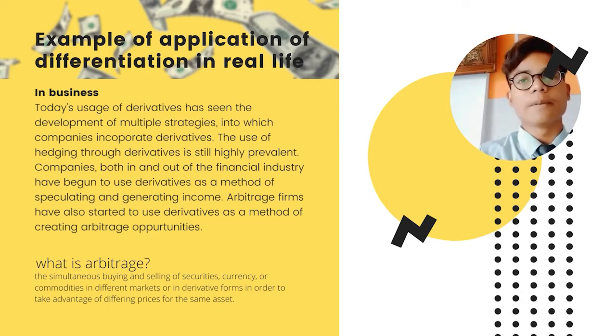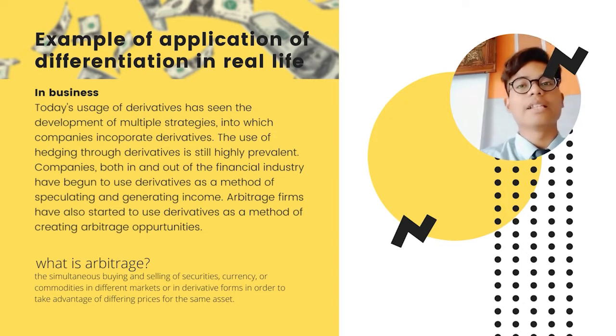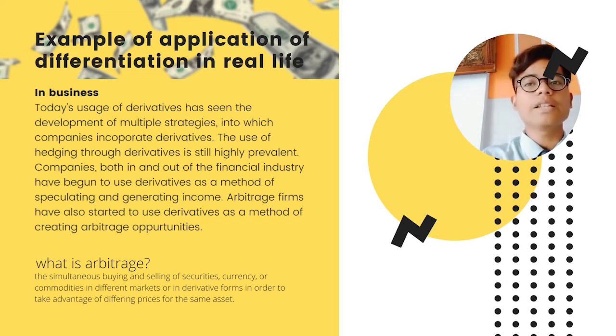For your information, arbitrage is the simultaneous buying and selling of currency or commodities in different markets or in derivative form in order to take advantage of different prices for the same asset.